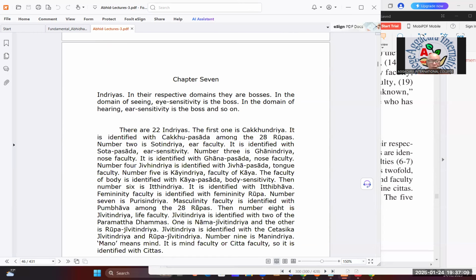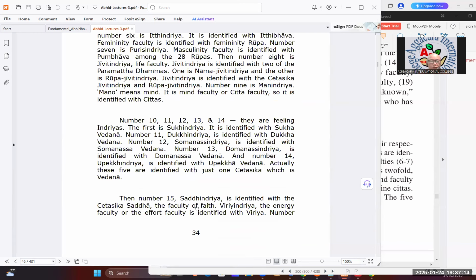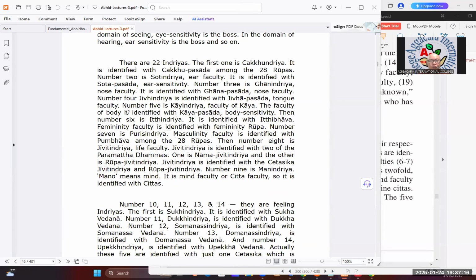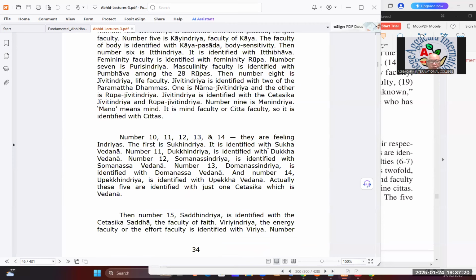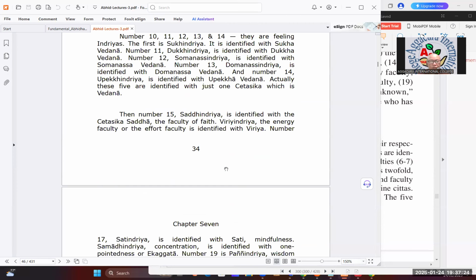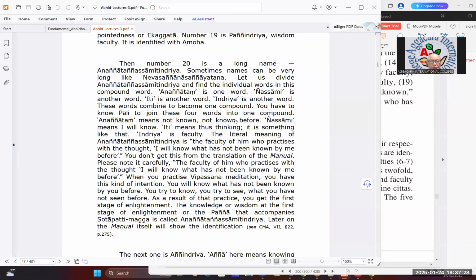Okay, thank you. All right, so now the explanation: if you read the book, they will tell you which numbers and what kind of definition they are, like 10, 11, 12, they are feeling, and 15 is Saddha, and so on. Okay, now we read this one again. This is the term Annataññassamitindriya. So it's good to read this one.